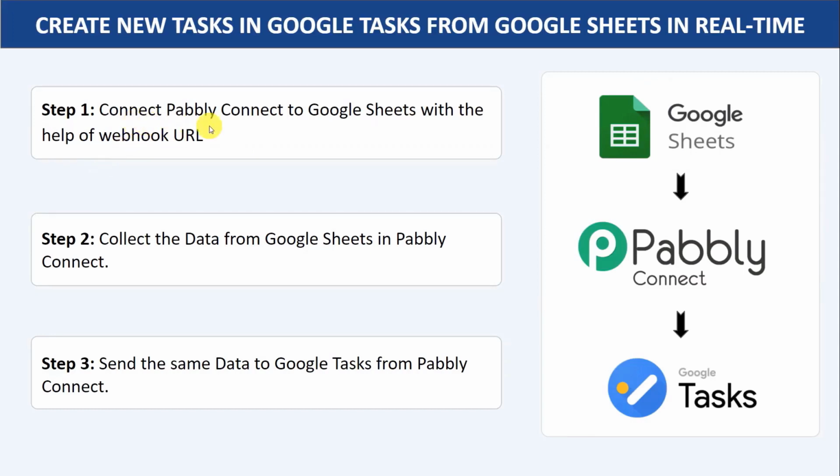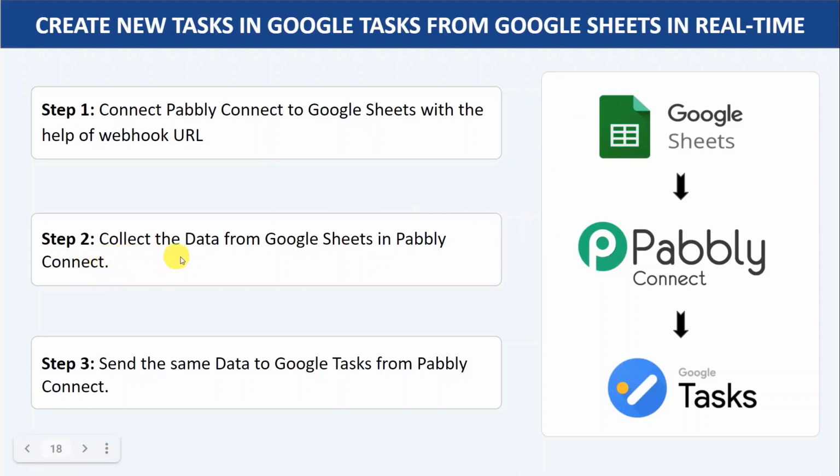Step 1. Connect Pabbly Connect to Google Sheets with the help of webhook URL. So here, first we have to go to Pabbly Connect. Then Pabbly Connect is going to give us a webhook URL. That URL we have to paste in our Google Sheets. With the help of webhook URL, we will create an integration between Google Sheets and Pabbly Connect.